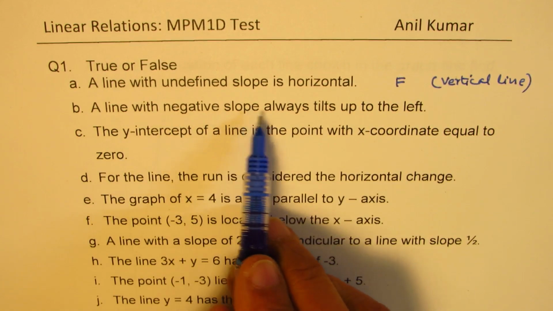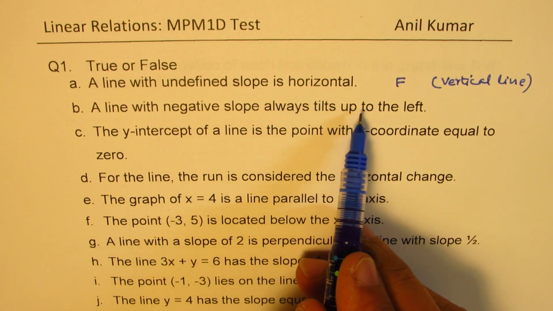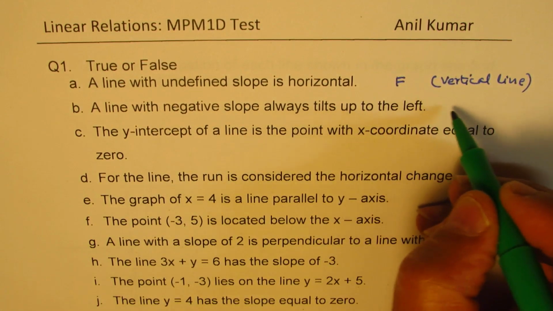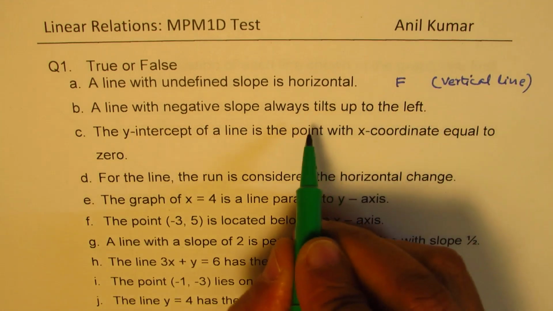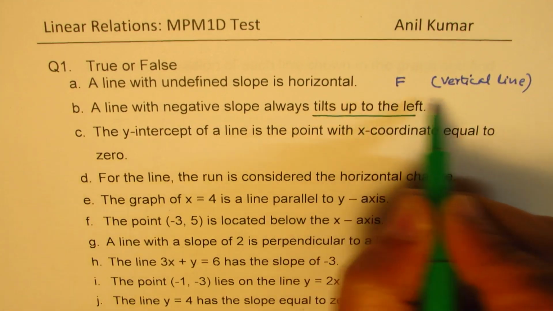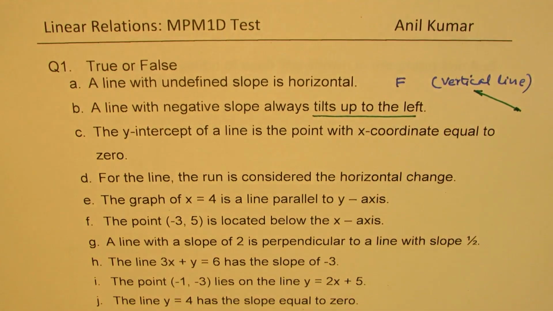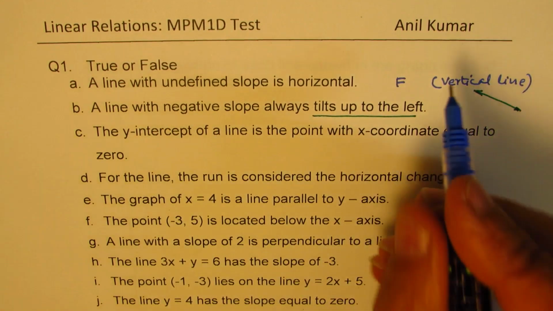The line with negative slope always tilts up to the left. So it is confusing at times. So if I have a negative, when we say tilts up to the left, it means kind of like this, right? Well, that does indicate negative slope. So this statement is true.